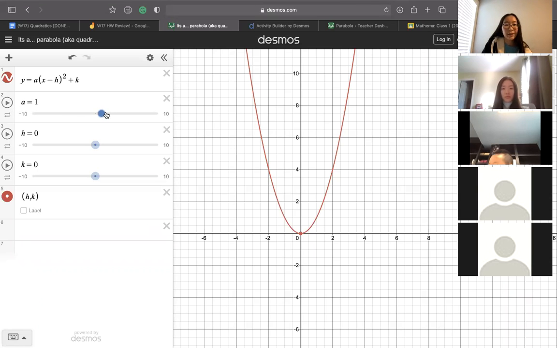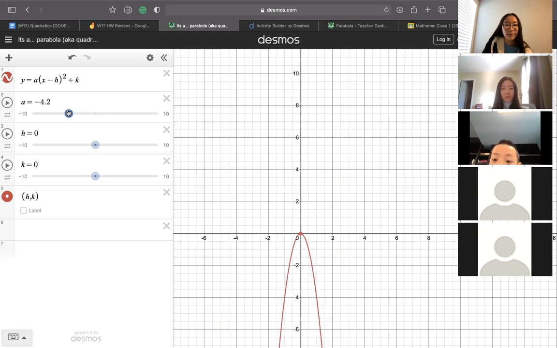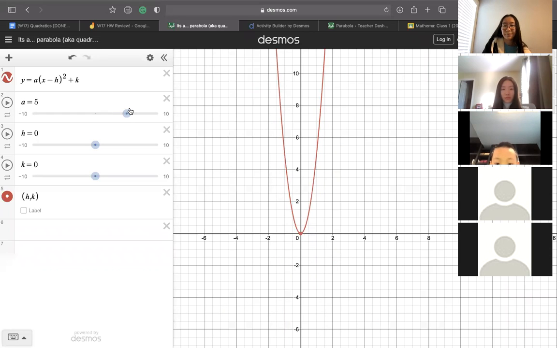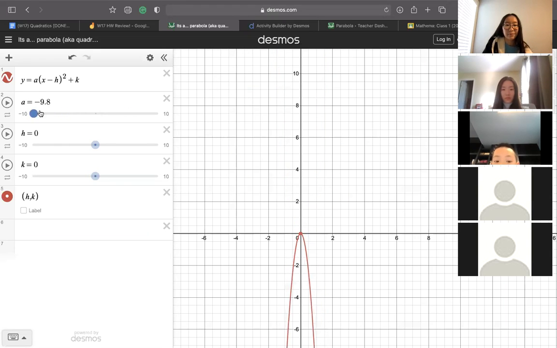So first, we're going to change what a equals. Here's negative 5a, and then this is positive 5a. What do you guys notice changed? It flipped over the direction. Yeah, it went from up to down. When it's up, a is positive. When a is negative, it is down. And if it's 0, it's a straight line, but we don't need to worry about that. So that's good. And now on to h.